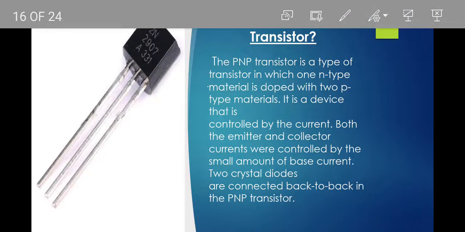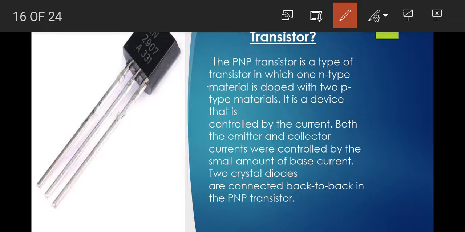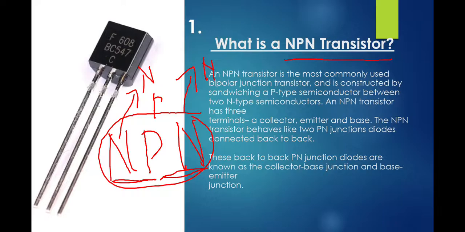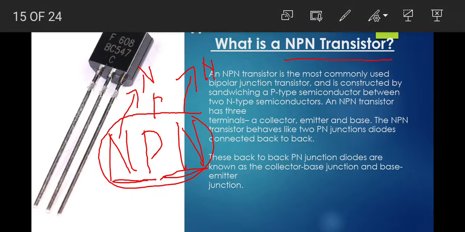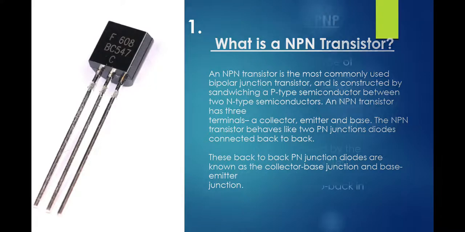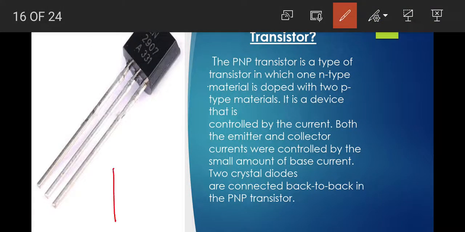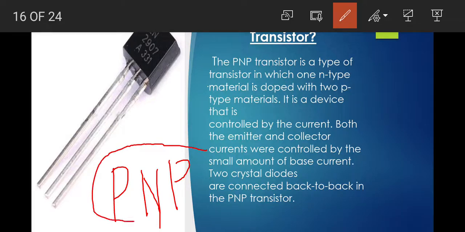As we discussed in the NPN transistor, in between 2 n, 1 p is there. Similarly, in a PNP transistor, in between 2 p, n type material is present, which helps the semiconductor to flow current.